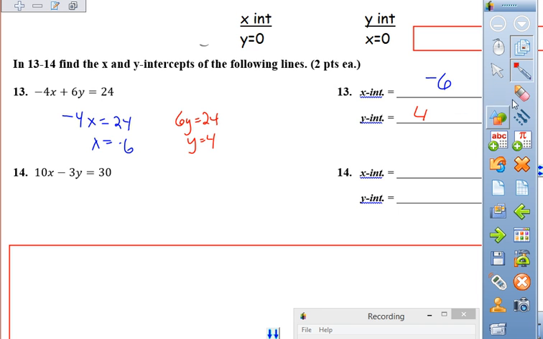Number 10. To find our x-intercept, we're plugging 0 in for y. So negative 3 times 0 is 0. So we get 10x is equal to 30. Divide both sides by 10, and x is equal to 3.